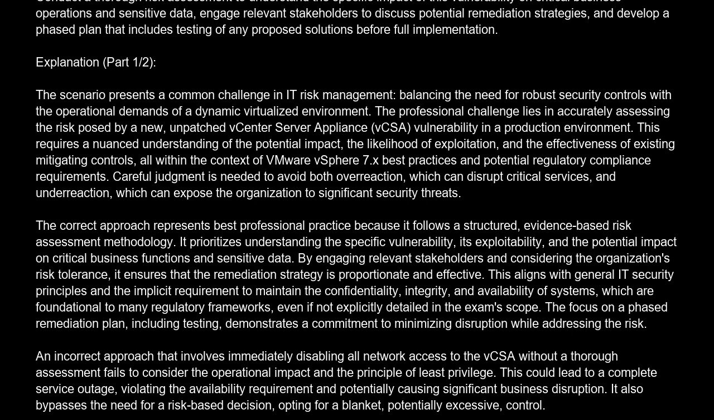before full implementation. Explanation. The scenario presents a common challenge in IT risk management, balancing the need for robust security controls with the operational demands of a dynamic virtualized environment. The professional challenge lies in accurately assessing the risk posed by a new, unpatched vCenter Server Appliance, VCSA, vulnerability in a production environment.